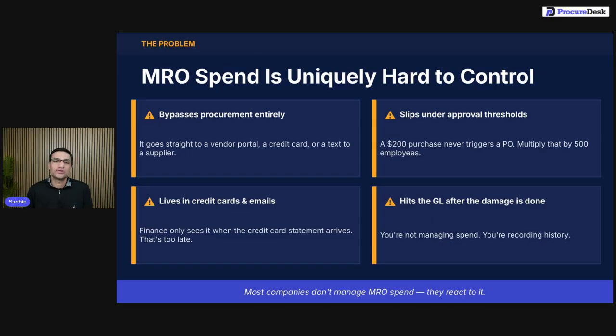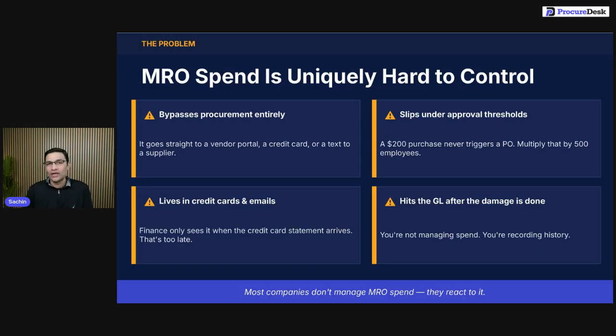So the first challenge which we see here is it bypassed the procurement process entirely. Most people we work with don't have a process for indirect spend or MRO spend in this case. So people are buying either by directly going to a vendor portal. Let's say I need to buy some, I don't know, grease or bearing or filters. I could buy it from Amazon. I could buy it from Grainger. I could buy it from McMaster, whatever the case might be, right? So they might directly go to a vendor portal, or they're just physically going to a store, picking up what they need and just swiping the card, or maybe texting a supplier, right? So there's no defined process for the spend here.